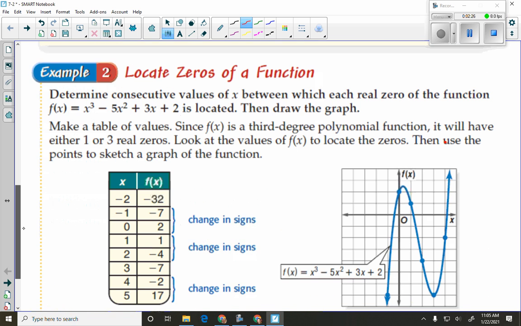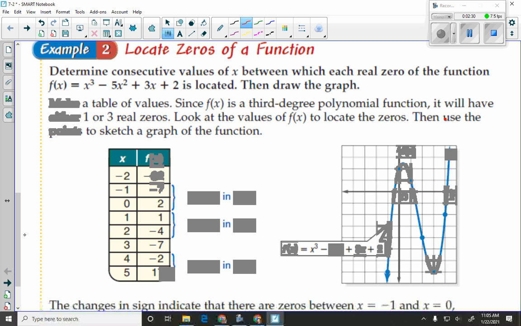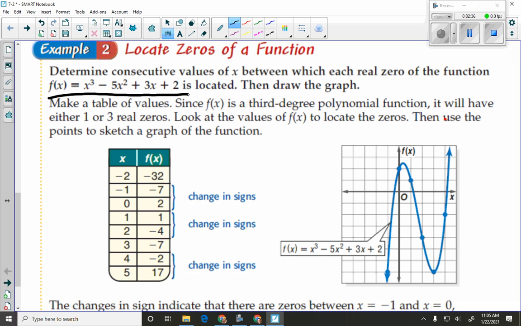So here's an example. If I have the location principle, and look at that, they give me this big old function, f of x equals x cubed minus 5x squared plus 3x plus 2. Wow, okay. At least they did the table for me. They gave me a graph. I can tell just by looking at this table where the change of signs are. Notice here it goes from a -7 to a +2. That means there's a 0 in between x equals -1 and 0.